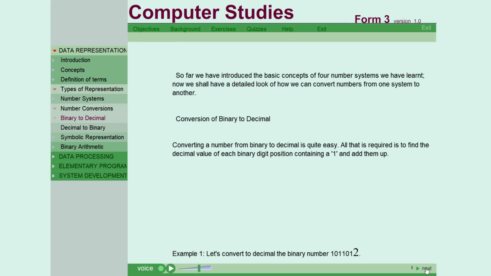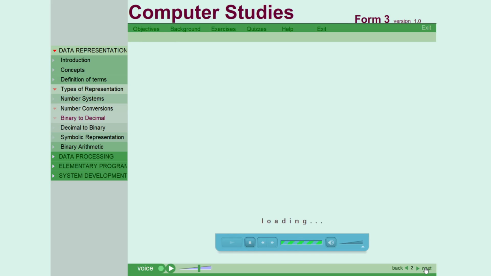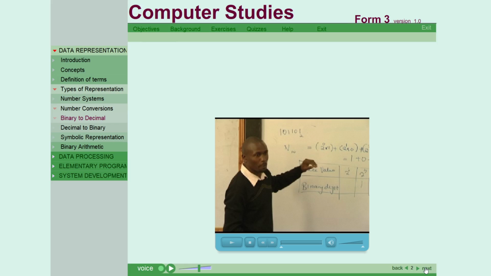Conversion of binary to decimal. Converting a number from binary to decimal is quite easy. All that is required is to find the decimal value of each binary digit position containing a 1 and add them up. Let's convert to decimal the binary number 101101 to base 2.